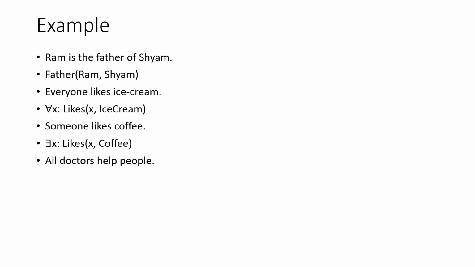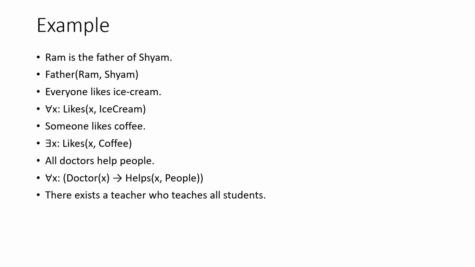All doctors help people. So representing all, we have the universal quantifier. For all x, x is a doctor, so doctor of x implies that he helps people. So if x is a doctor, then x helps people. You can see here helps x comma people.